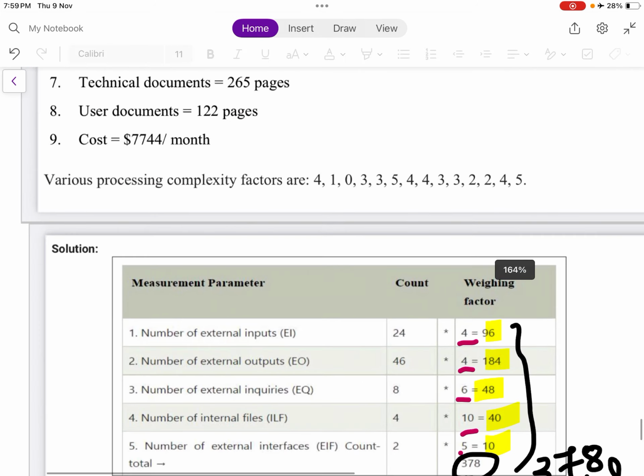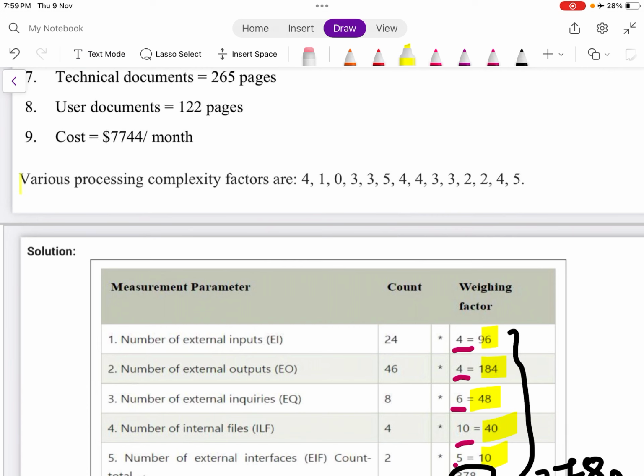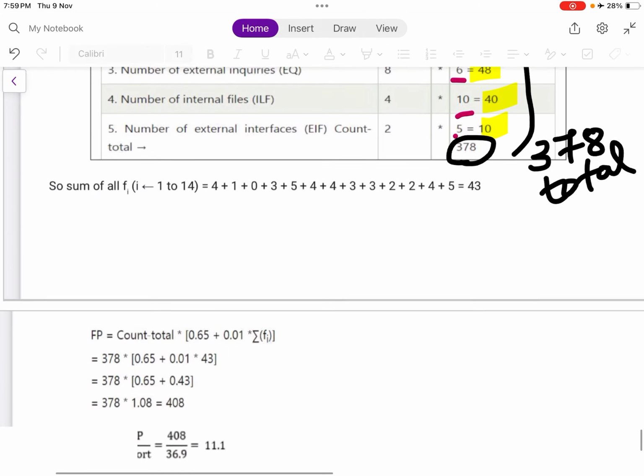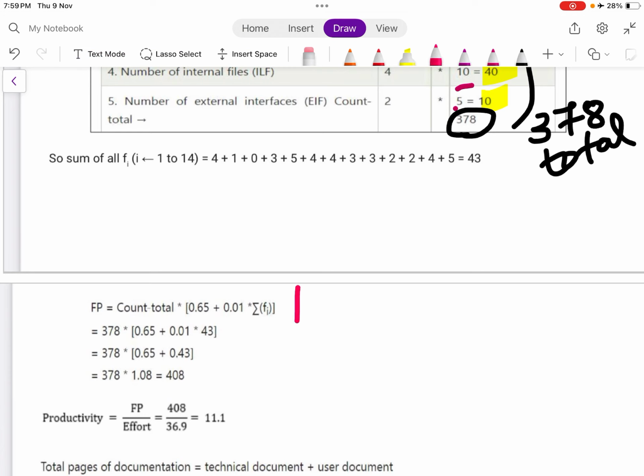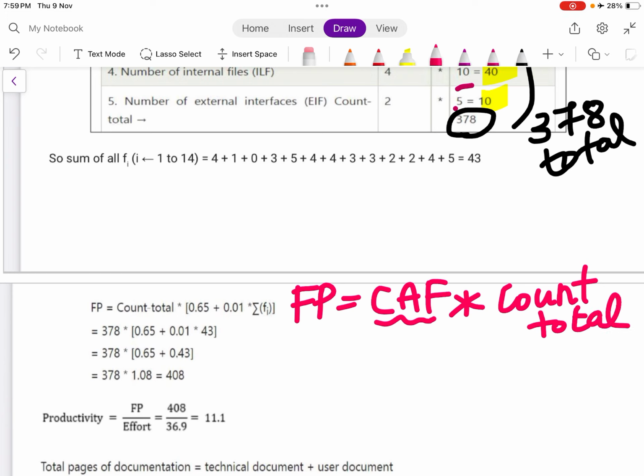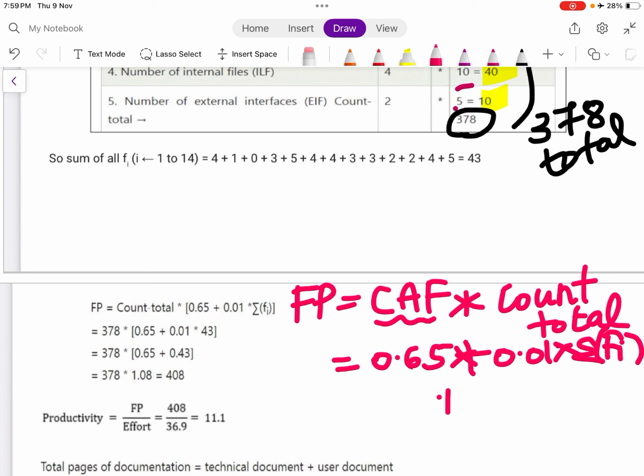Next, we have been given the various processing complexities. When you add all the various processing complexities, you get the summation of FI. So we get the summation of FI as 43. Now how do you calculate the function point? Function point is equal to CAF, the complexity adjustment factor, into the count total. And the CAF is 0.65 plus 0.01 into the summation of FI.